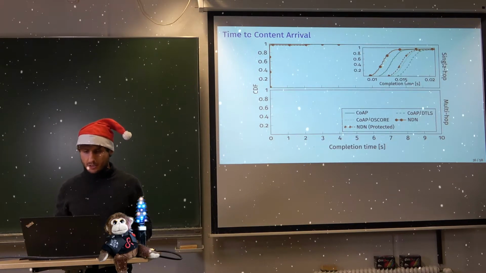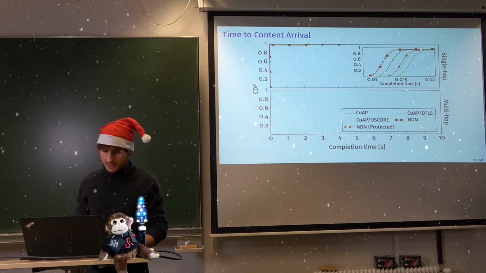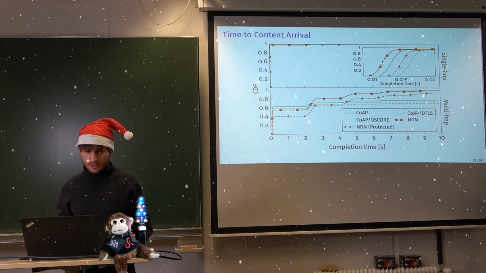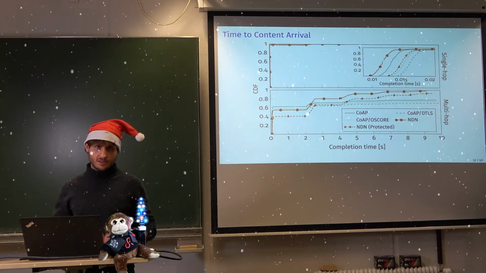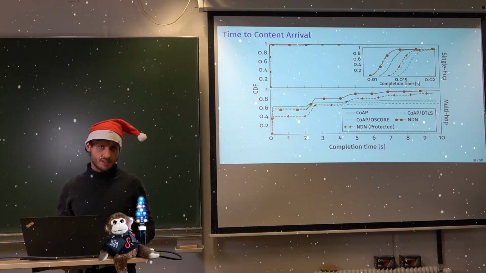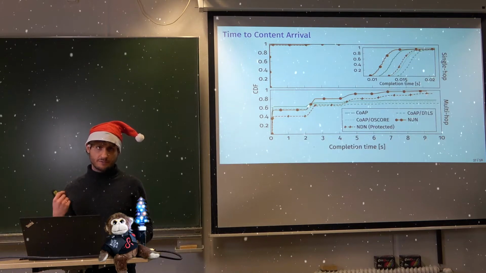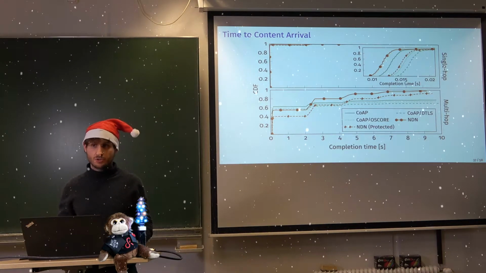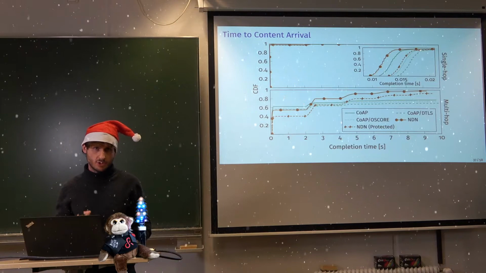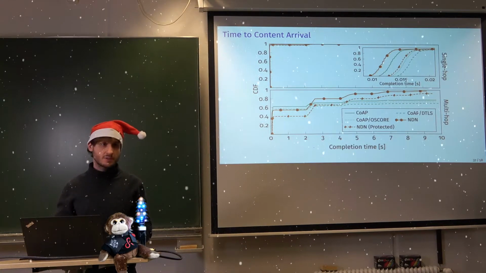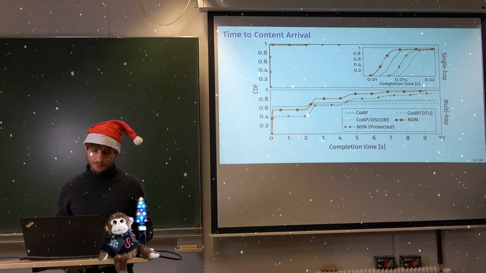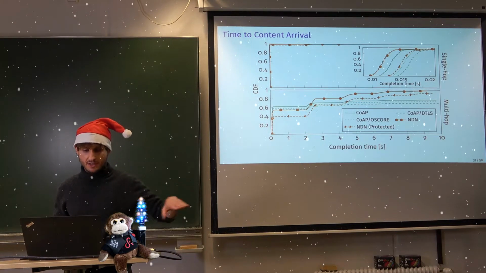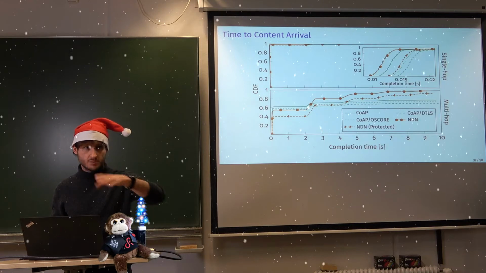Then if you look at the multi-hop setup, which is the more delicate setup, we can see these staircase patterns. Staircase patterns in this context mean that we have retransmissions. If we lose a packet, then these protocols all do transport layer retransmissions for CoAP, or hop-by-hop retransmissions for NDN, every 2 seconds. That's why we see a staircase at the 2 second marks.